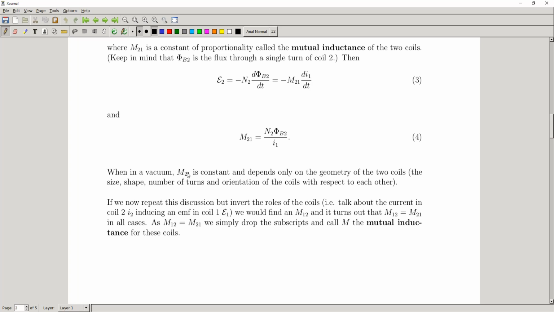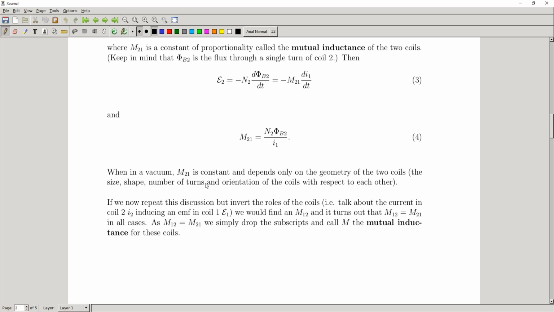When we're in a vacuum, this constant M21 depends only on the geometric qualities of our setup here. So it's only going to depend on the size of our coils, the shape of our coils, the number of turns in the coils, and how the coils are oriented with respect to one another. Like, are they directly lined up? Are they somehow off kilter? Are they oriented in different directions? Whatever. But if you have those values fixed, then M21 is a constant, and it is a constant that you could figure out if you knew all these other geometric factors.